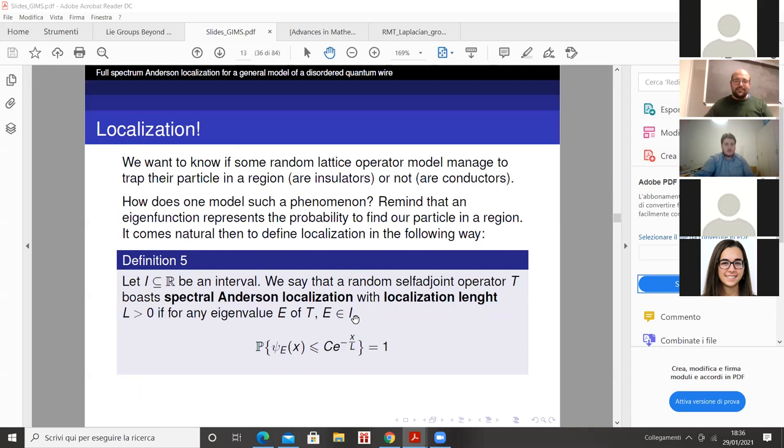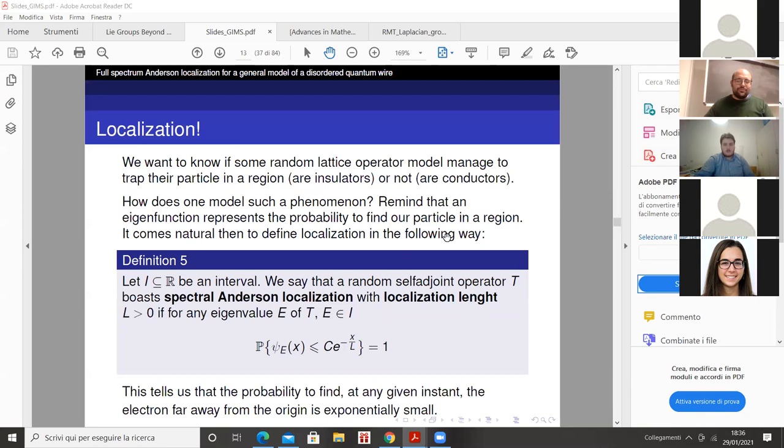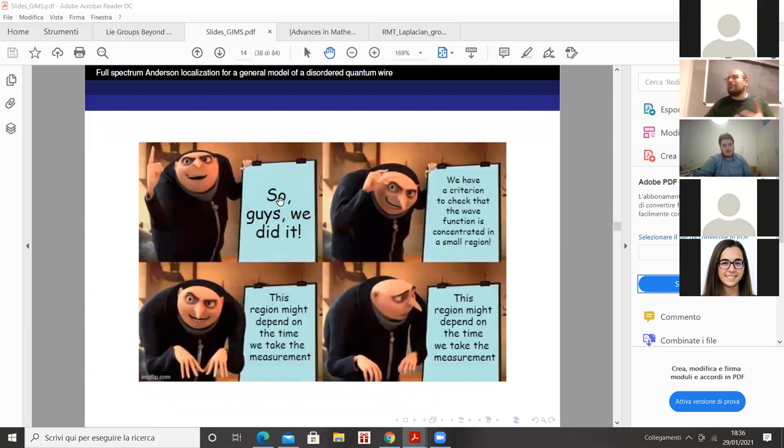I might comment on the Kolmogorov 0-1 law, on why such an event may have only probability 0 or 1, but there is no time for this. So we can say, okay, this is a good definition of localization, of a random medium being an insulator.